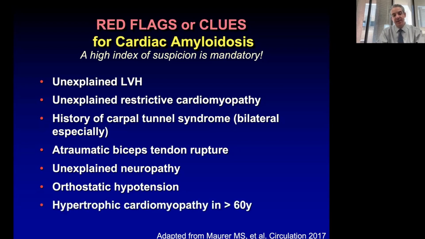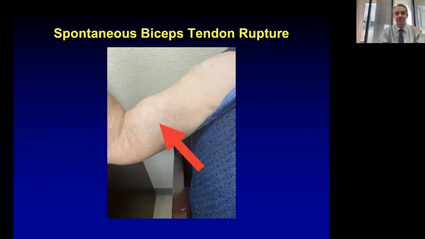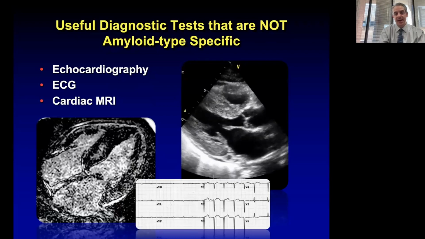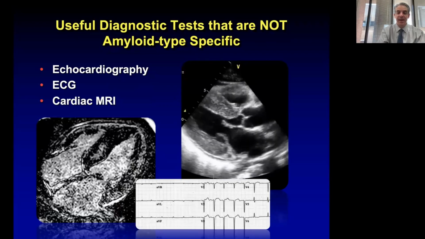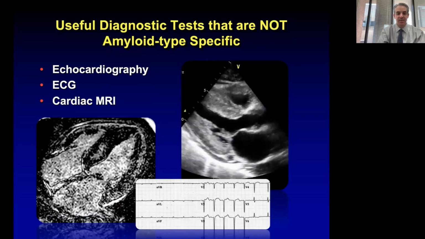And then this is evolving, but anyone with a hypertrophic cardiomyopathy that is diagnosed later in life after the age of 60. So this picture just demonstrates what an asymptomatic biceps tendon rupture looks like. And you can see what appears to be a Popeye's bulge in the distal aspect of the upper arm. So we have a number of diagnostic tests that are really not amyloid type specific, but they can increase our index of suspicion.